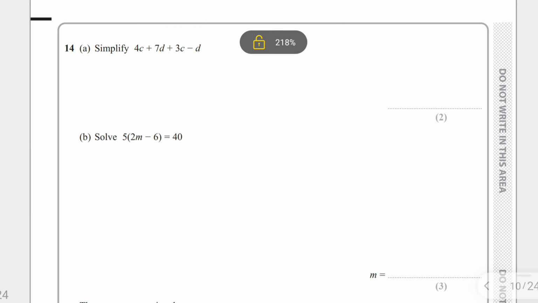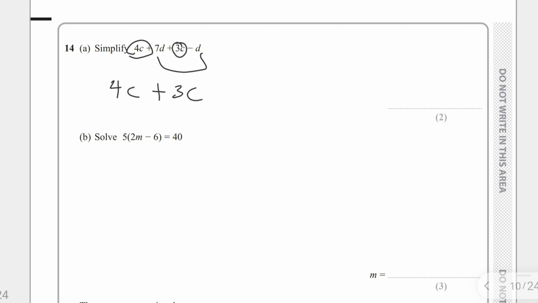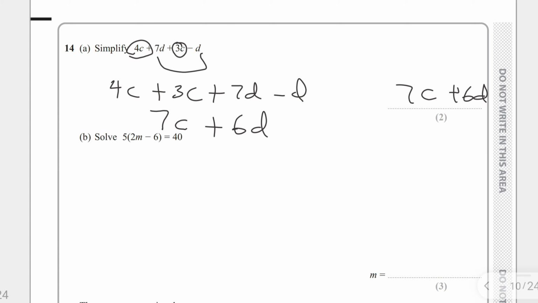Simplify 4C plus 7D plus 3C minus D. So the law of sameness: we add C to C and we add D to D. So that will be 4C plus 3C plus 7D minus D, which is 7C plus 6D. So that's 7C plus 6D.